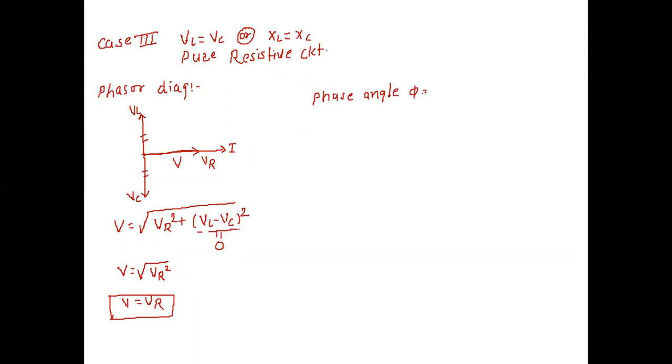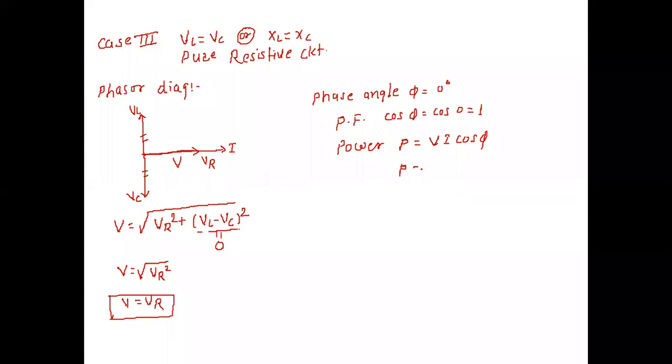Yes, what is that phase angle? 0. It's a 0 degree. So can you give me the power factor of this circuit, cos phi, which is equal to cos 0, which is equal to 1. Now, if I want to calculate the power in this case, P, as we have the formula VI cos phi, where cos phi is equal to 1, so P is equal to V into I, and you got this derivation in the pure resistive circuit.